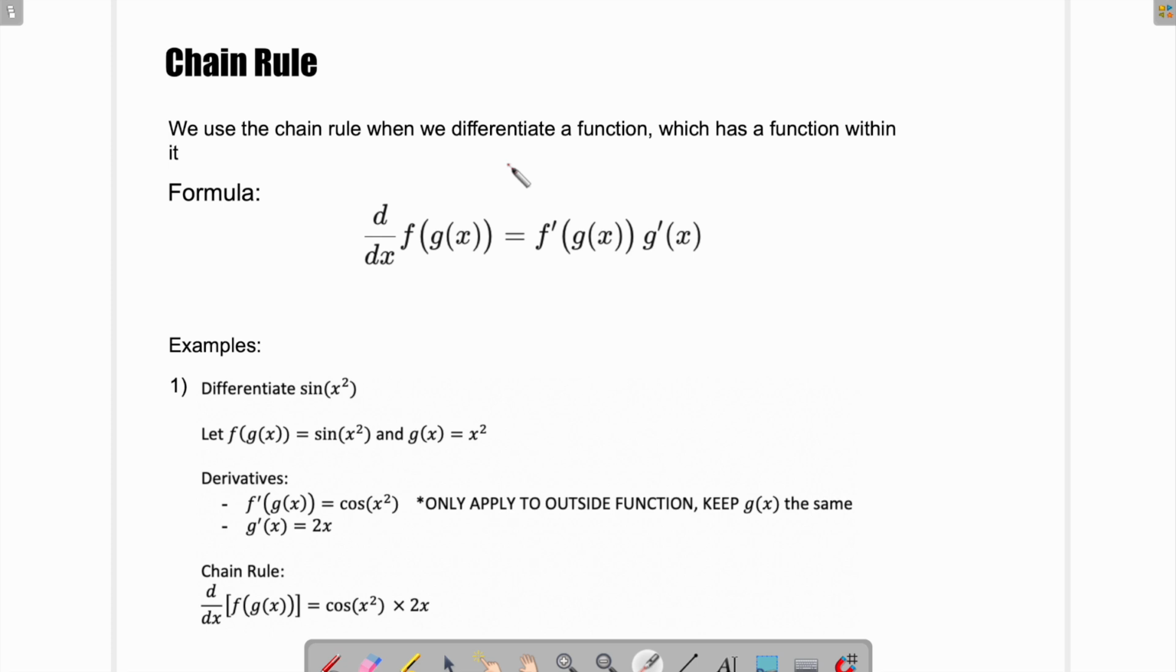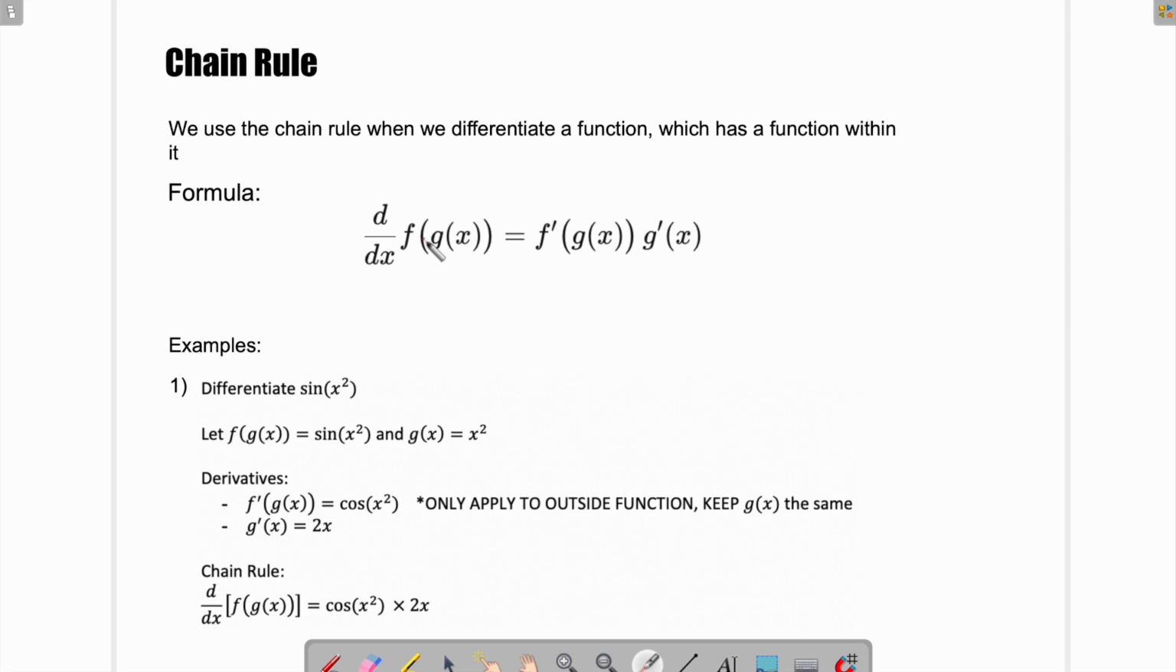Awesome. So now we are on to the last section of this video, which is the chain rule. The chain rule is very interesting. Let's say we have a function f of x here, but within that function, we have another function within it. So we are differentiating a function when it has a function within it.